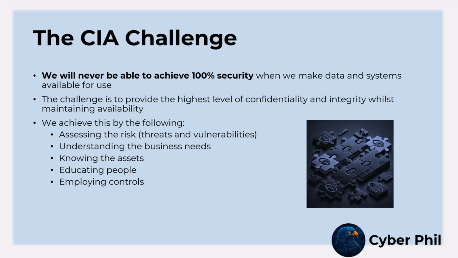So we achieve this by assessing the risks, looking at the threats and vulnerabilities. We also need to have a good understanding of what the business does and what the needs of the business are. And this is one of those things that underpins the role of a cybersecurity professional. We work alongside the business to make sure that it achieves its goals. You need to know your assets. We also need to educate people. And stay tuned, because I will discuss what I think makes a good user training and awareness session in another presentation. Of course, we also need to be able to employ those all-important risk controls, whether they be physical, technical, or procedural.